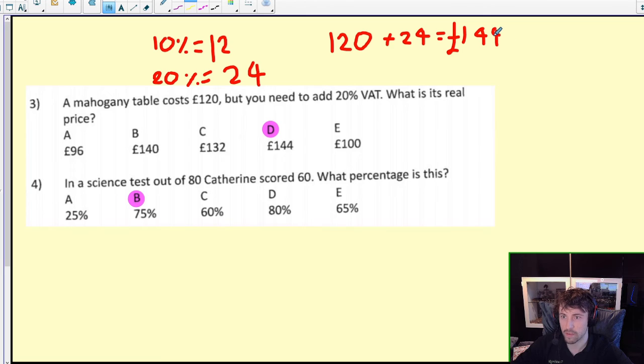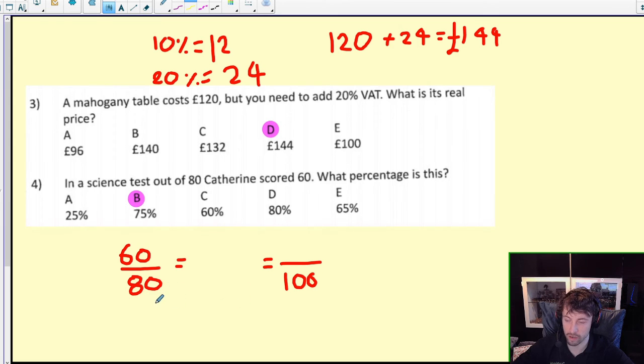So that's just an example of an extension, a little bit further than what we've covered before, about using percentages to work out values. In a science test, Catherine scored 60 out of 80. What's her score as a percentage? Well, I want to get it eventually to be out of 100. I can't see any really easy way of getting straight there, going straight from 80 to 100. So how about I do an intermediate fraction? How about I do it out of 10? Well, I can do that.